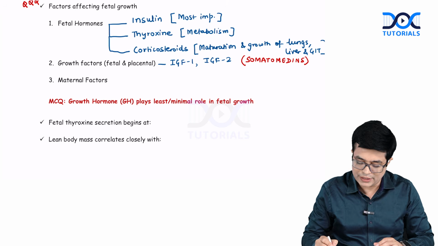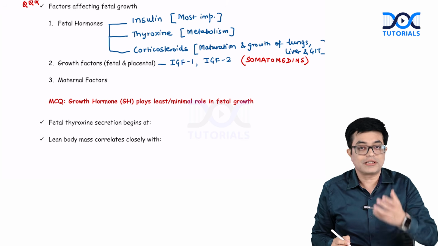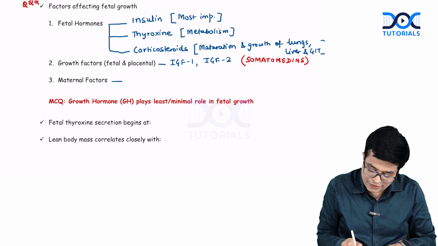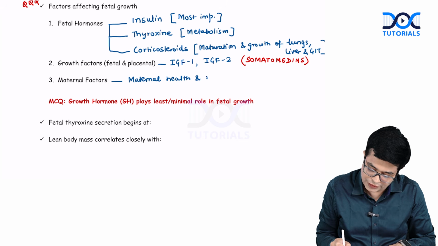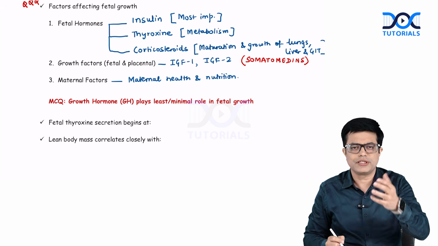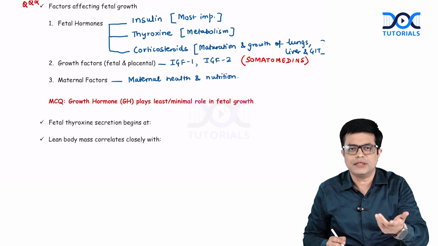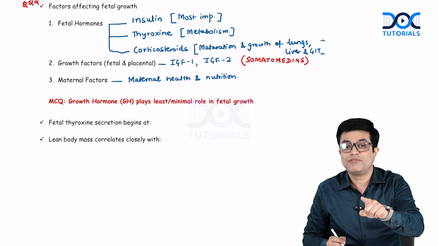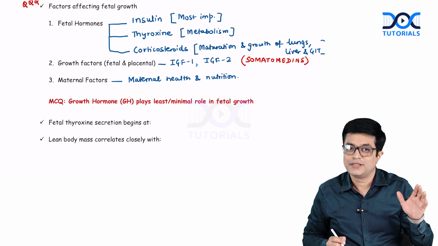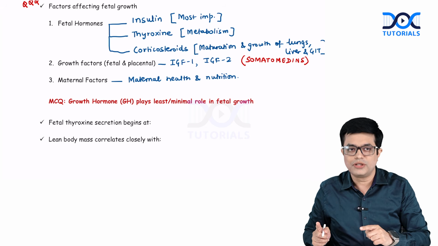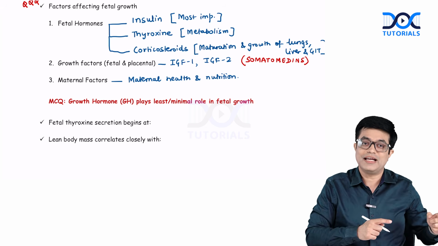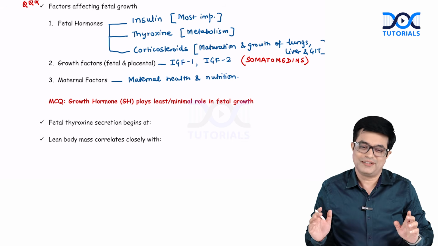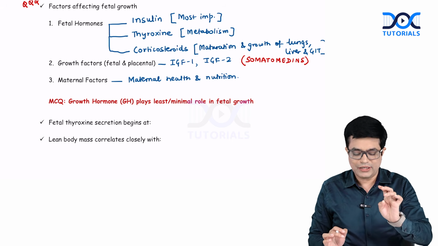And third, it is dependent upon maternal factors. What are the maternal factors? Maternal health and nutrition plays a very important role in affecting fetal growth. If the maternal health is not good, suppose mother is having teratogen exposure, mother is having anemia, the fetal growth will be affected and fetus will develop IUGR. Similarly, if the mother's nutrition is good, the fetal growth will be good and the birth weight of the child will be good, right? So, fetal hormone, growth factor and maternal factor.